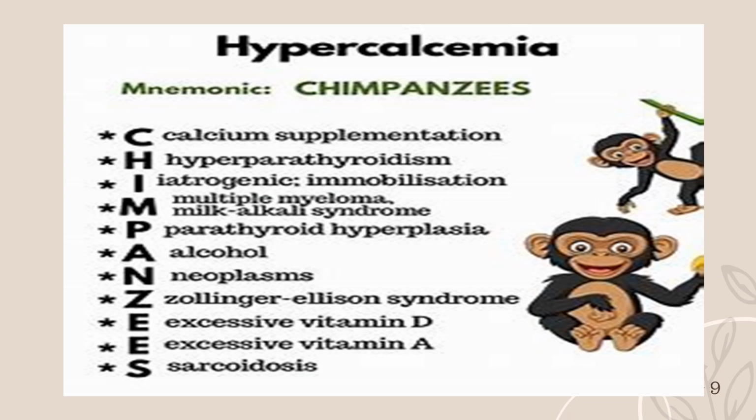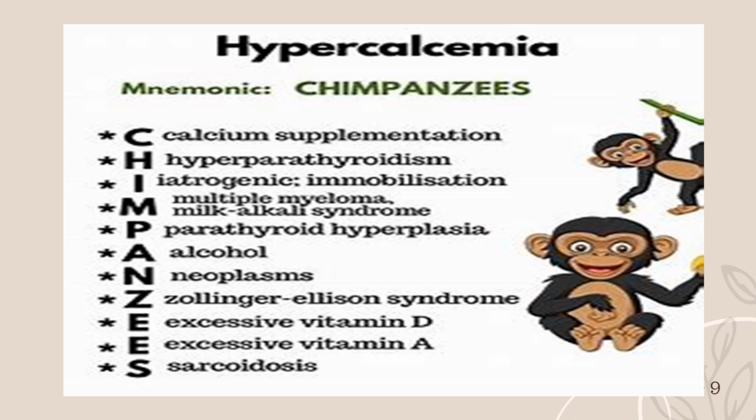Then we have parathyroid hyperplasia, where the glands of the parathyroid, there are 4 glands, can become enlarged and a little bit more overactive, and they actually excessively excrete parathyroid hormone, causing elevated levels in the blood. Alcohol can cause it as well. That affects the liver, which can reduce activation of vitamin D, which is essential for calcium absorption. It can interfere with the bones as well if someone's an alcoholic, unfortunately. Neoplasms, as we know, malignancy can cause it.